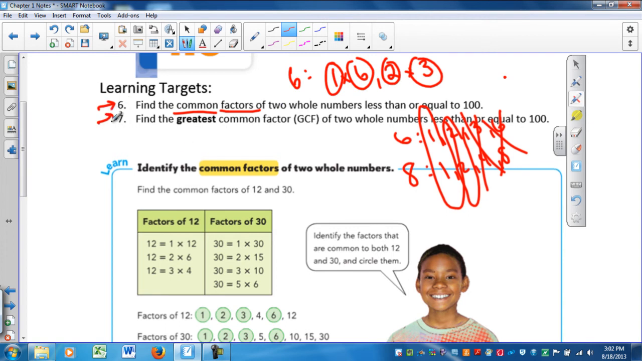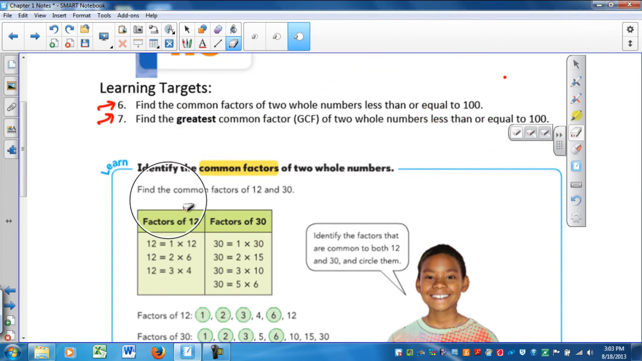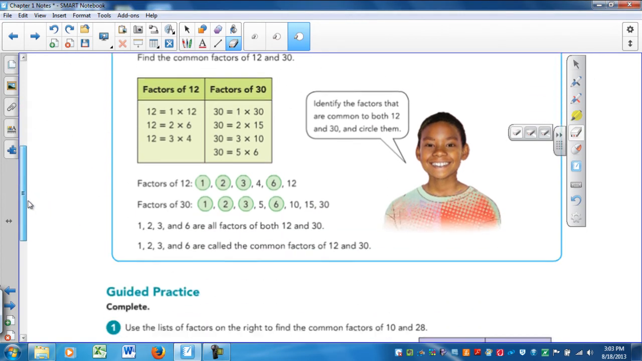Whereas for Learning Target 7, we're going to talk about finding the greatest common factor. So the greatest common factor here would have been 2. It's just the biggest common factor that two numbers share. That's all this is. Okay, let's go down and look at this first example. You can just look at it. You don't have to write anything.